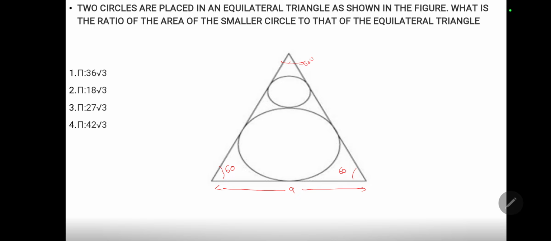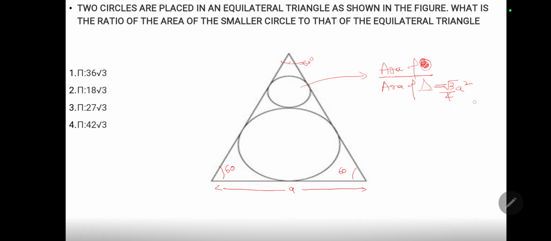Okay, so what they are asking is the ratio of the area of the smaller circle, if I take this circle, the area of this smaller circle, to the area of the equilateral triangle. So this is my triangle. Let's quickly find out the area of the triangle, and we know the area of an equilateral triangle is root 3 by 4 side square. Very simple.